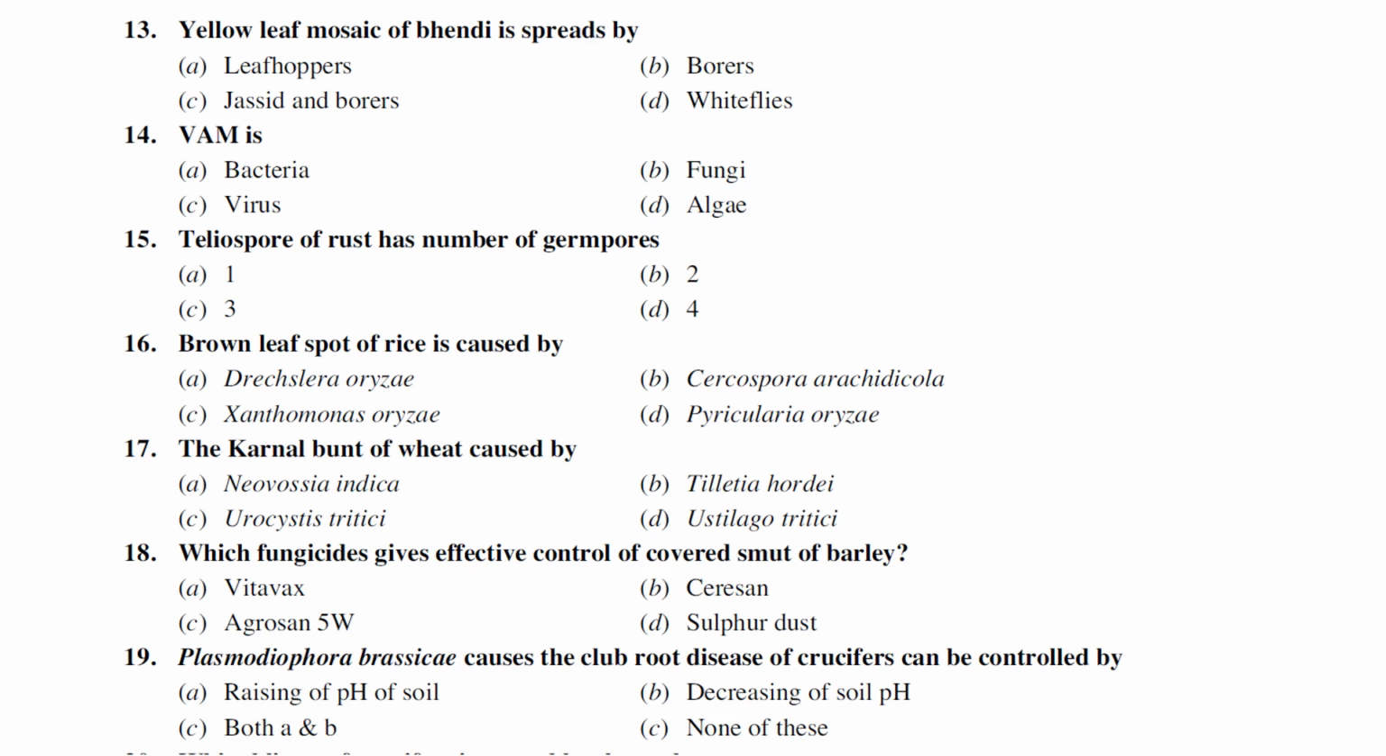Yellow mosaic of bhendi is spread by. So bhendi yellow mosaic virus is spread or transmitted by whitefly, Bemisia tabaci. VAM, which means vesicular arbuscular mycorrhiza, is actually a fungus, bacteria, or virus. So it is actually a fungus.